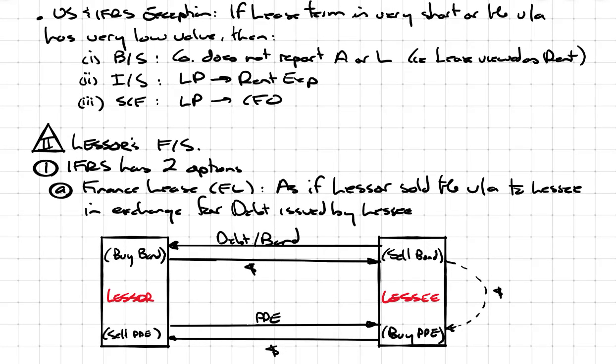Okay. Now, it's very important to note that everything we discussed up until this point has been from the lessee's point of view. That's the party that's using the asset. Now we're going to look at the other party, the lessor. This is the party that originally owned the asset and is just lending it out.